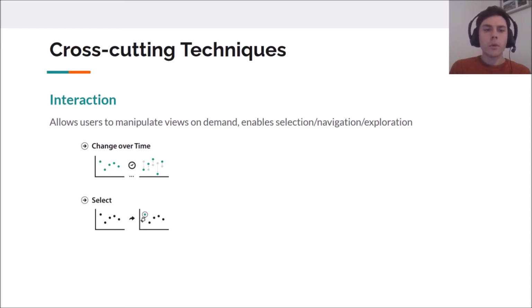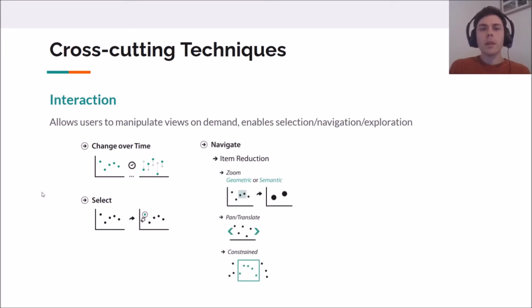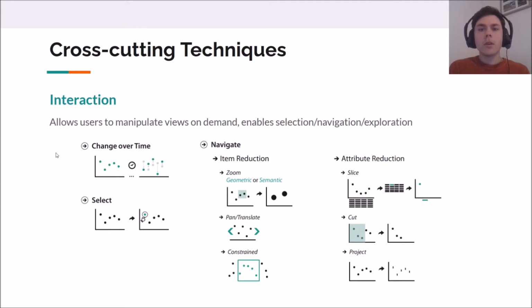Then a very useful one is selection, which enables, for example, to find details about specific data points. Navigation, I already mentioned this in the choropleth maps. This allows zooming, panning, constraining your visualization to a certain region. And you can also have users of your visualization work with the data in a special way, like slicing the data, cutting out certain parts, projecting the attributes to a new coordinate system.